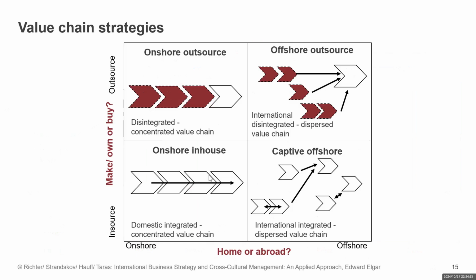And then a firm following an onshore in-house strategy keeps all activities in-house within its home country, maintaining full control, but at the cost of flexibility. A captive offshore strategy sets up its own facilities abroad to lower costs while retaining control over production and quality. It is also driven by other factors such as access to talent and qualified labor, learning opportunities, and new markets. And then finally, we have the offshore outsourcing strategy that is highly flexible and complex.